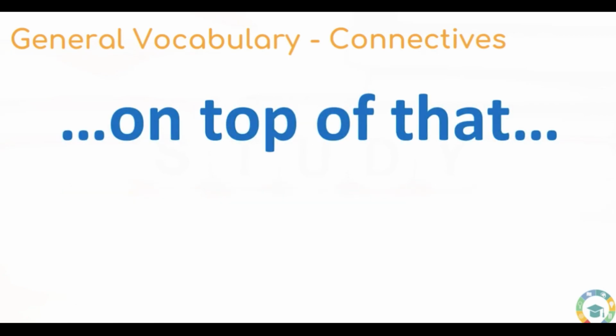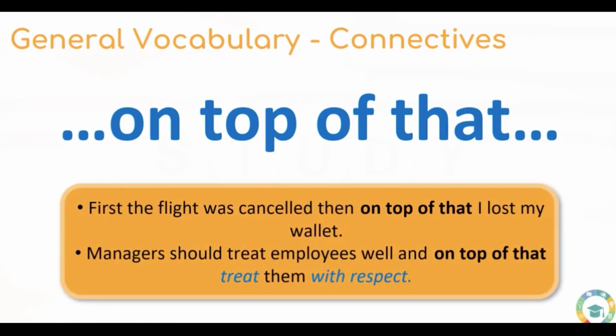And finally, we have on top of that, and we use this sort of long connective phrase on top of that to add extra detail. It's almost the same as using and, but it's more interesting, so we should try and use it too. And some examples. First, the flight was cancelled. Then, on top of that, I lost my wallet. So the flight was cancelled. And on top of that, I lost my wallet.